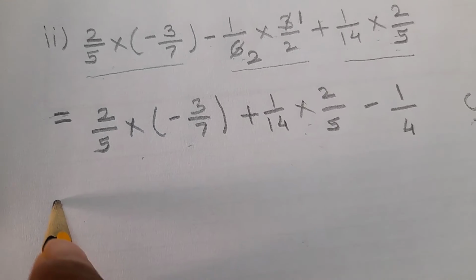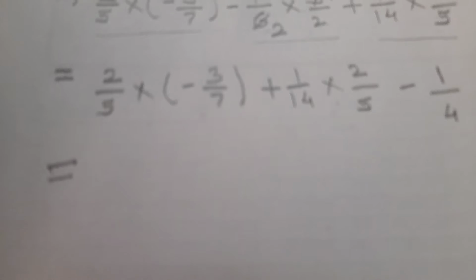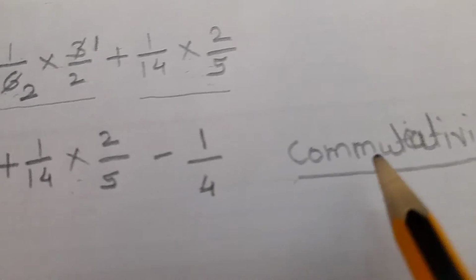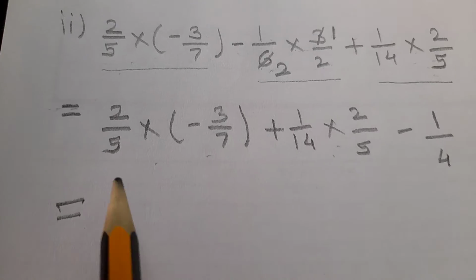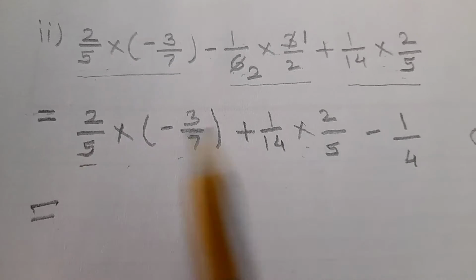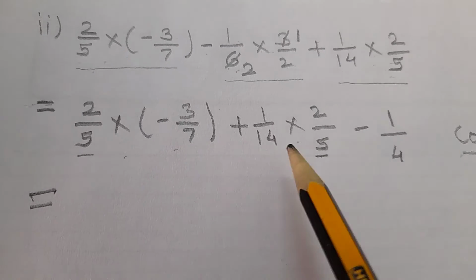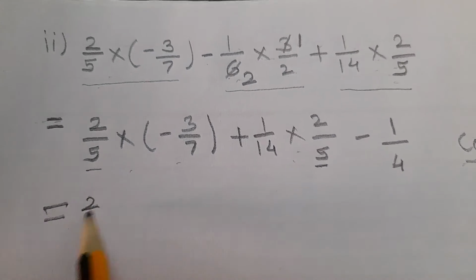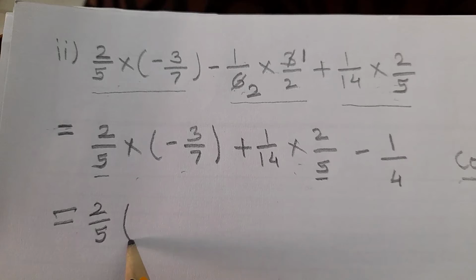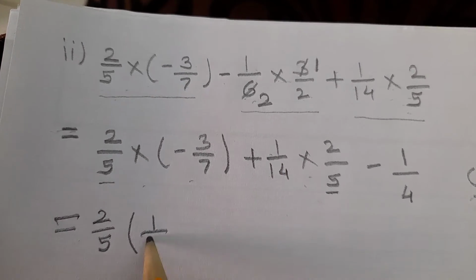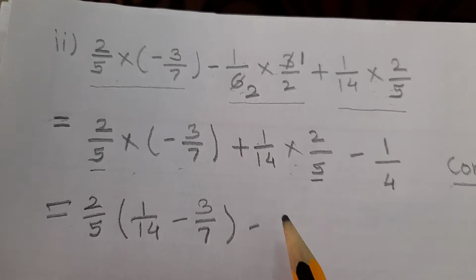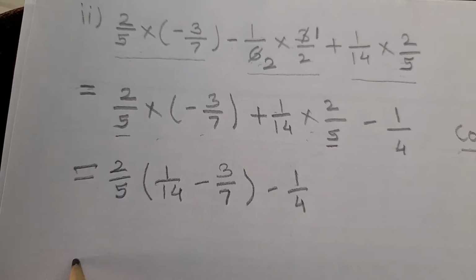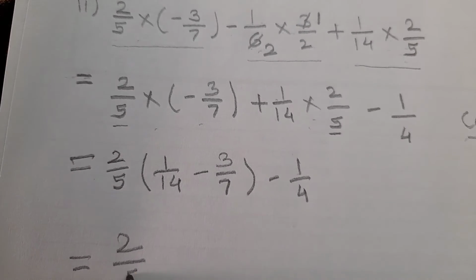Let us solve. In both terms 2 upon 5 is a common factor. Then we will write it outside the bracket. In the bracket we will write 1 upon 14 first, then minus 3 upon 7, minus 1 upon 4 as it is, 2 upon 5.